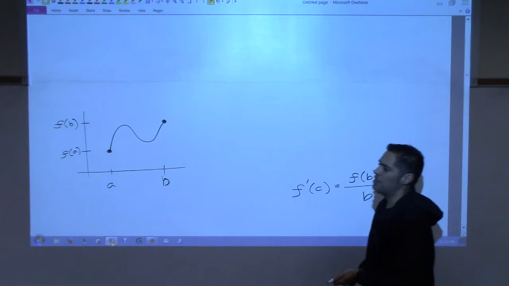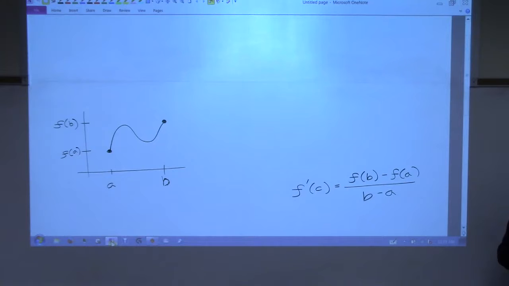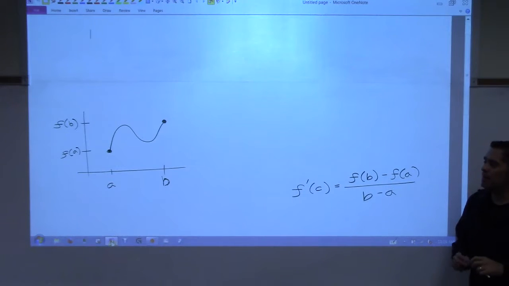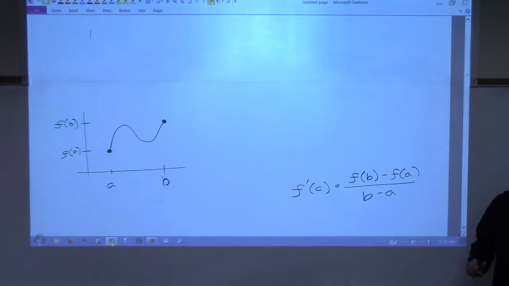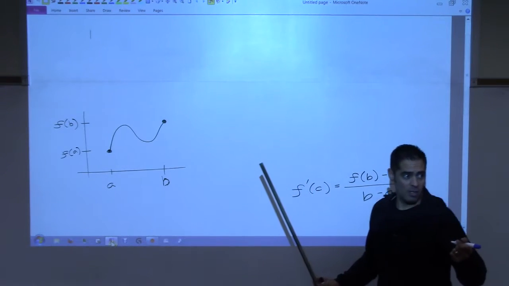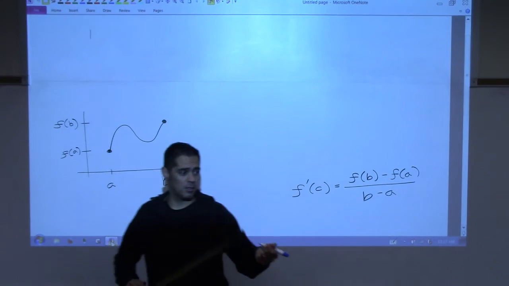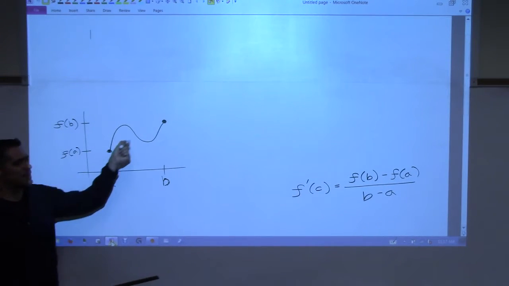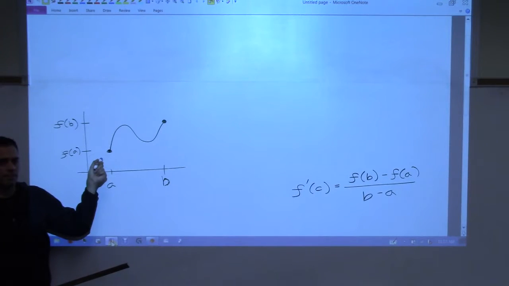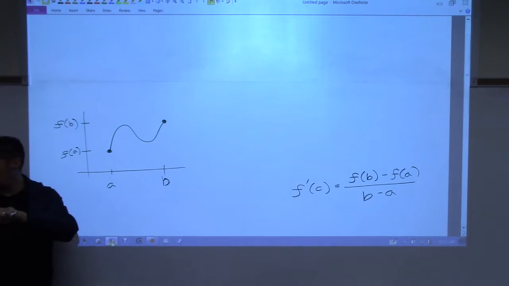There must exist at least one place. Could be two, could be three, could be an infinite number of them, but there's got to be at least one place where what? Tell me in words. Where the slope is parallel, right? The slope of the tangent line is equal to the slope of the line connecting these two points. We call it a secant line. Secant lines connect two points, tangent lines are at one point.